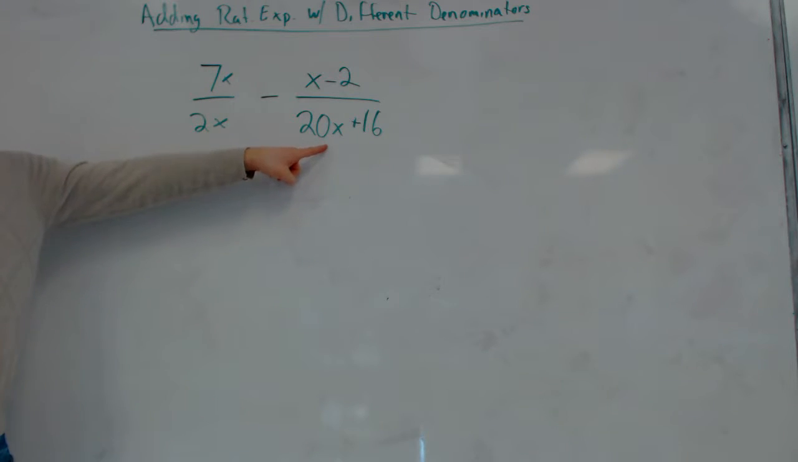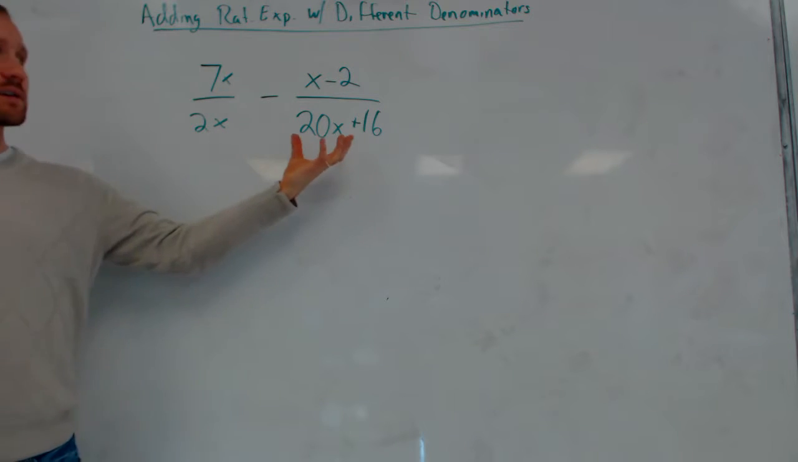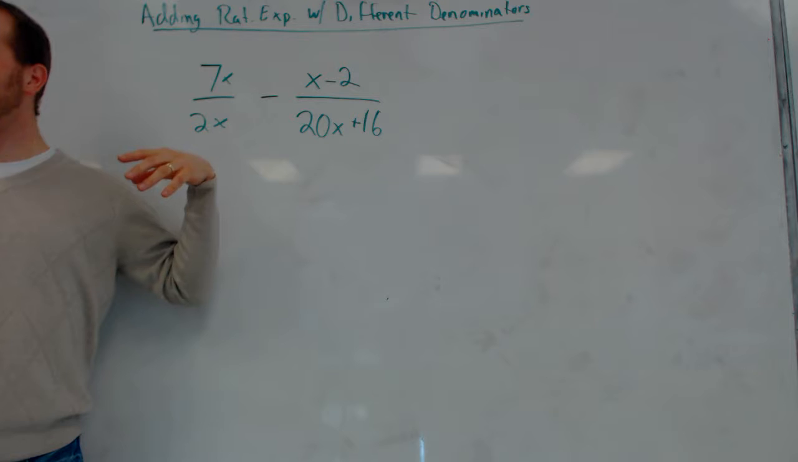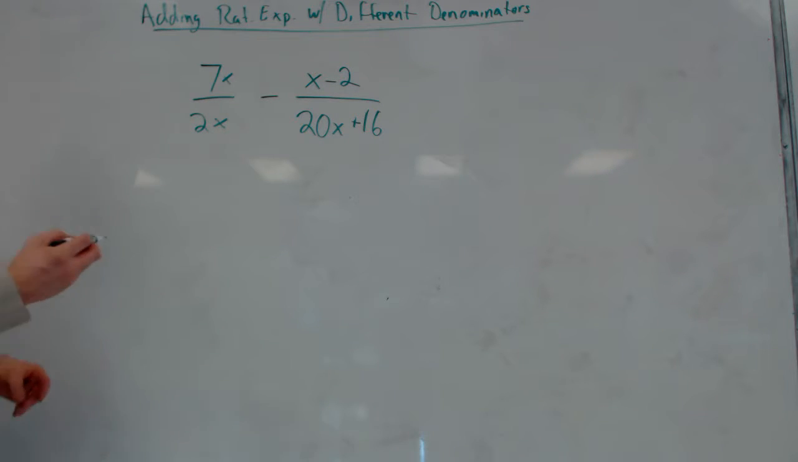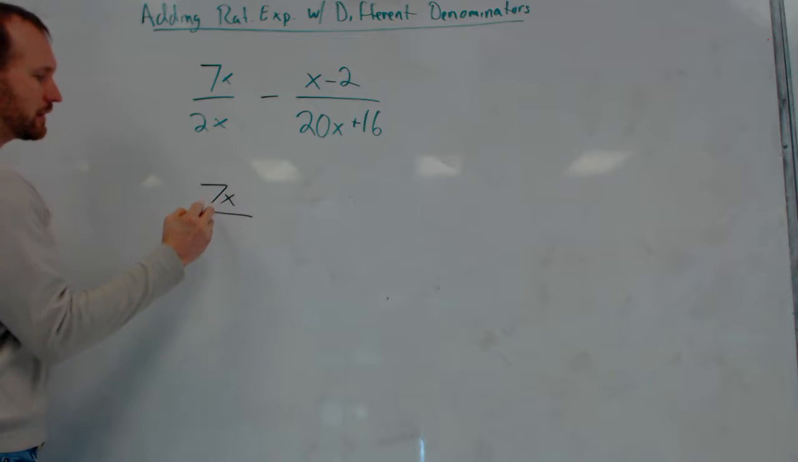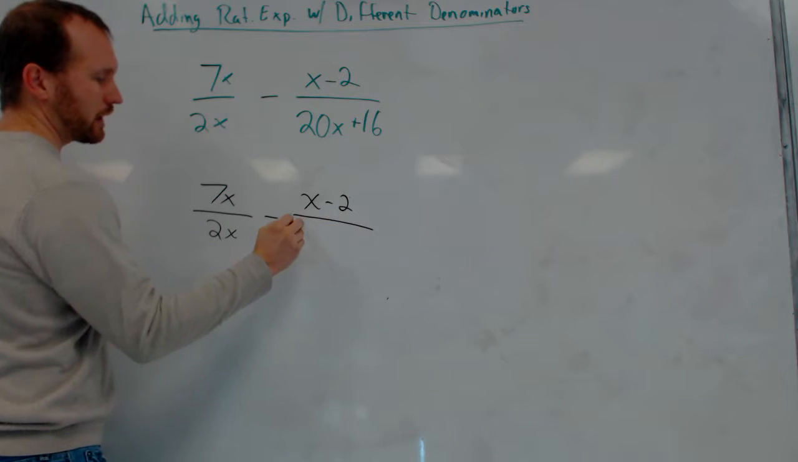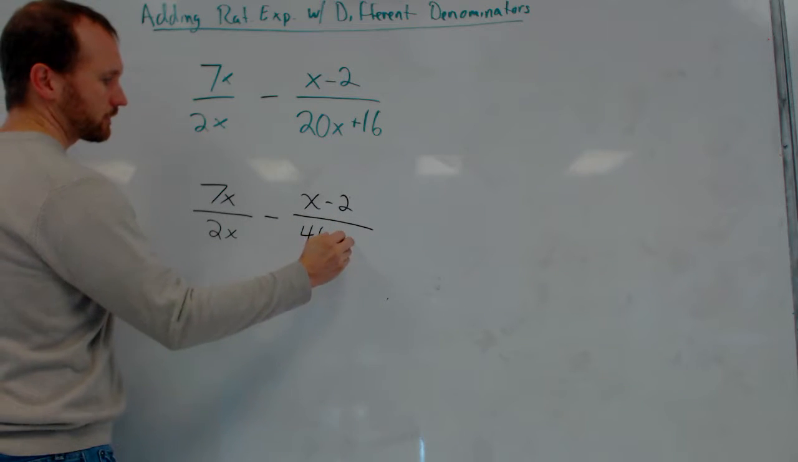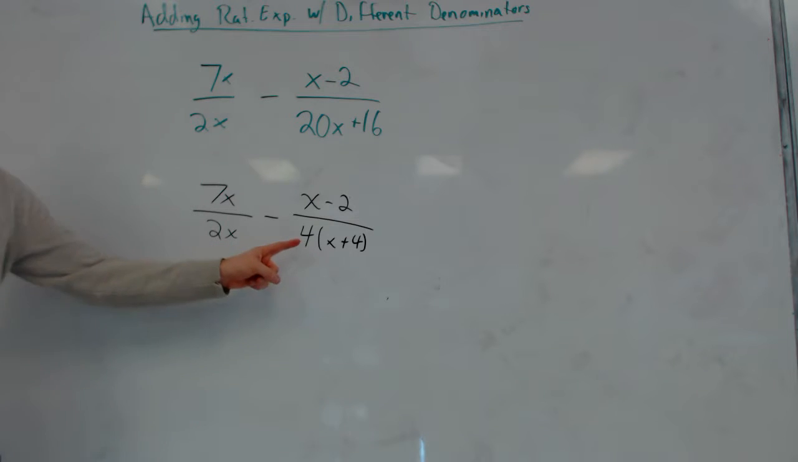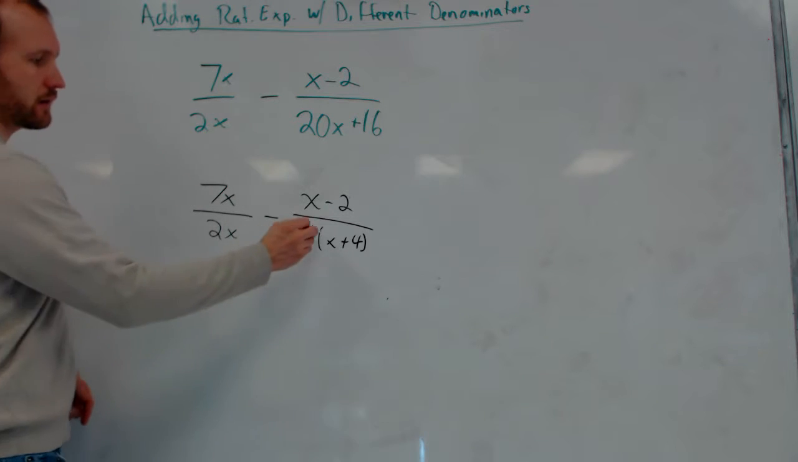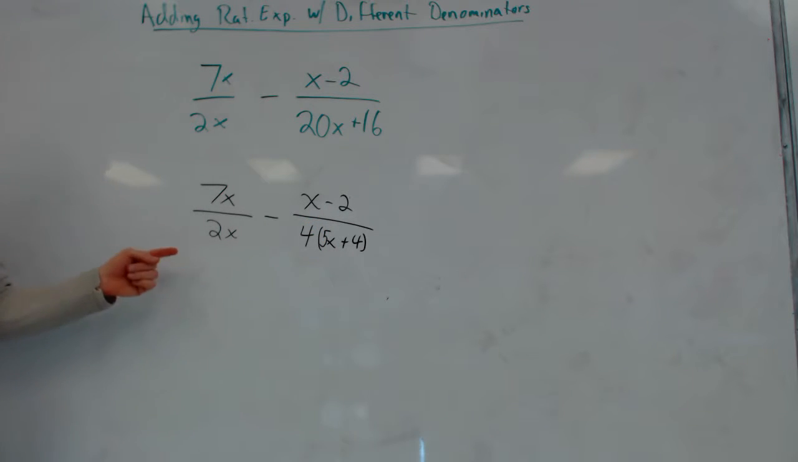In the second one, it looks factored. 20x plus 16 looks like a factor, but we could pull out a greatest common factor. So the first problem I'll leave the same, and then this one, I'm going to pull out a 4. And if I realize that 4 is 2 times 2, I can see that, oops, I did not do that right. I can see that I already have a 2 here. So to make it into a 4, I just multiply this times 2.